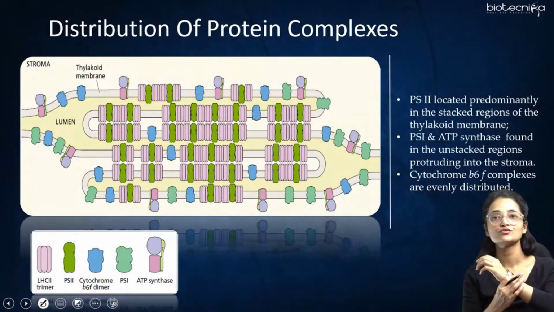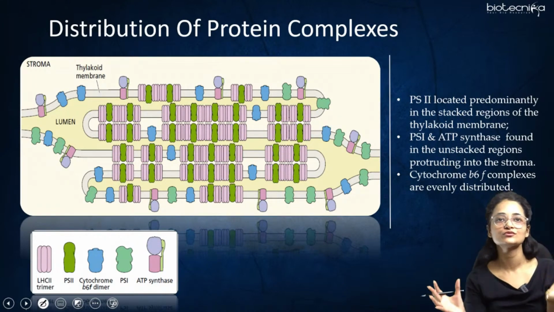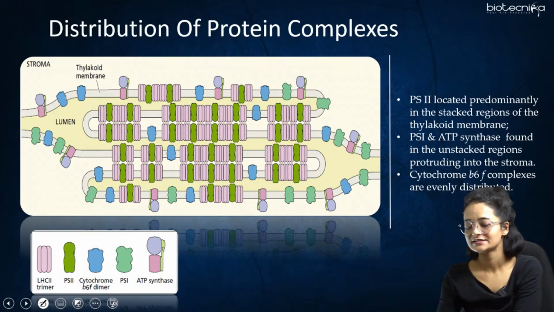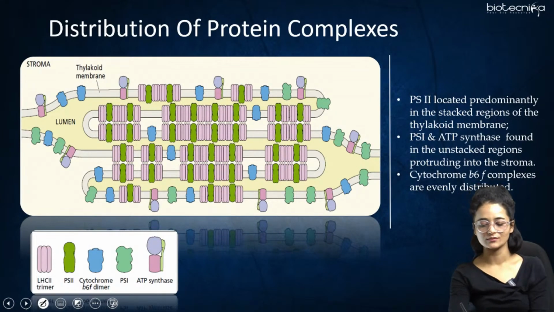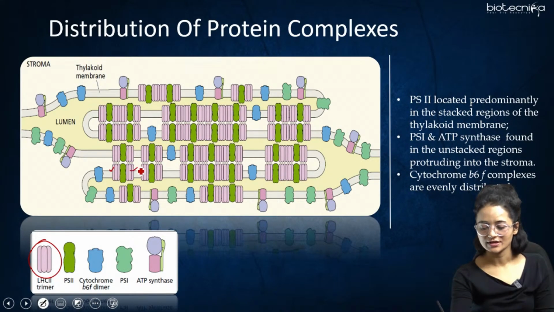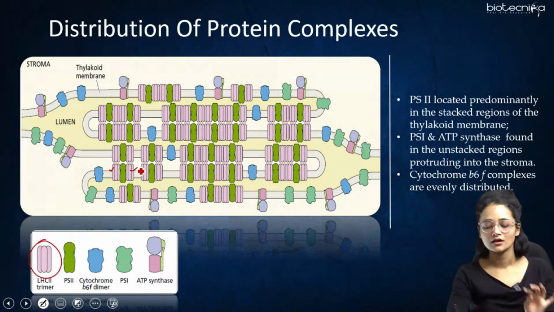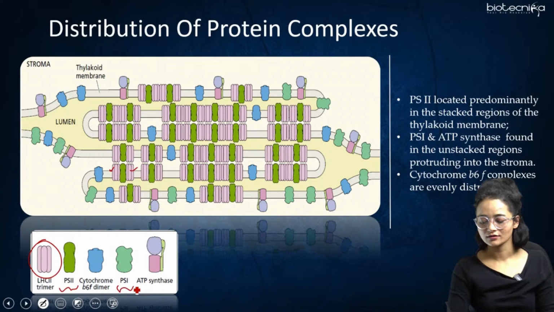Then comes the distribution of the protein complexes, right? How the protein complexes are majorly distributed in the thylakoid membrane. So it is being explained here. You can see that the LHC2 trimer is basically here. These molecules are present here, and the major things which you need to remember are the distribution of PS2, PS1, and ATP synthase, right?